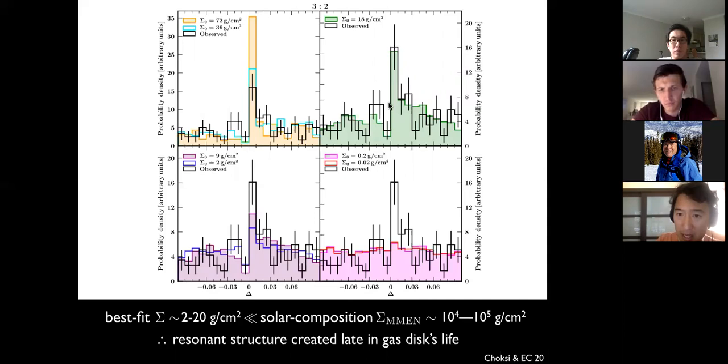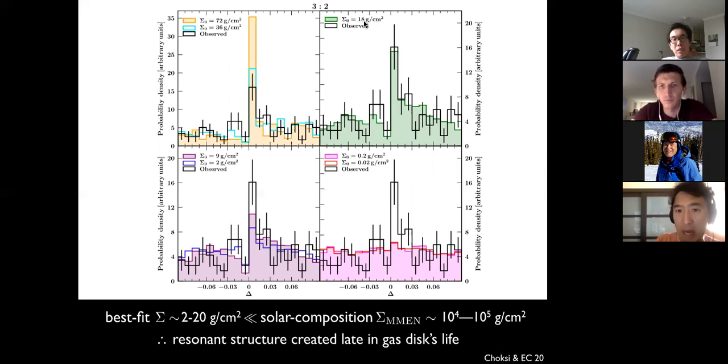The colored histograms are different mass disks. With really low mass, nothing happens. With really high mass, you overshoot. You catch too many fish. You've overfished the ocean, bad. So you overproduce the spike. It's the one that's right in between which is just right. Here, the surface density is 18 grams per square centimeter.